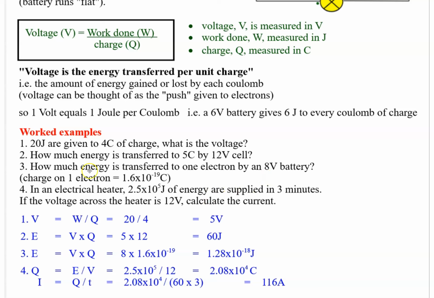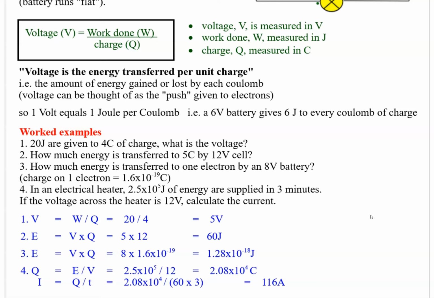We can do a similar calculation, but scale this right down to the scale of an electron. Question 3 says, how much energy is associated when 1 electron passes through an 8-volt battery? Mathematically very similar to the previous one. The voltage is 8, but now the charge is our elementary charge, 1.6 × 10^-19 coulombs. So we're going to get a very small amount of energy in joules. The number of joules per coulomb in this case would be 8, but the energy for 1 electron is a tiny, tiny amount.